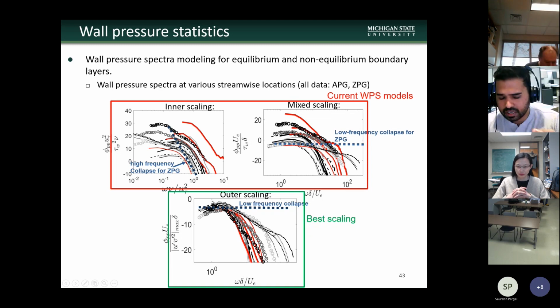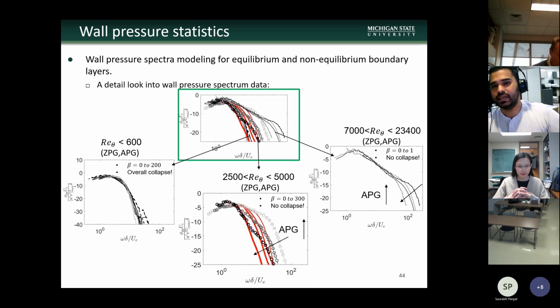So for our generalized wall pressure spectrum model, we will use this outer scaling, in which we use the local maxima of Reynolds stresses as the pressure scale, delta as the length scale, and UE, that is the boundary layer edge velocity, as the velocity scale, right? So that is one of the first steps of the wall pressure spectrum model development.